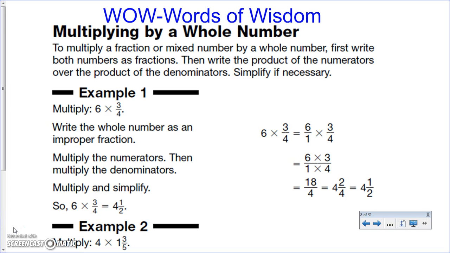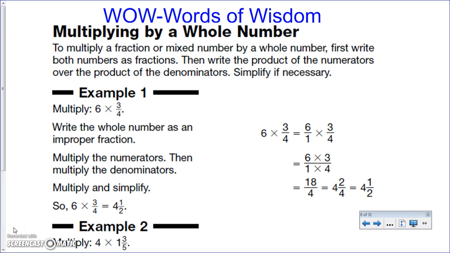Example 1. Multiply 6 times 3/4. First step, write the whole number as an improper fraction. To do this, we put a fraction bar under the whole number and a 1 below that. Then we're going to multiply the numerators across, so 6 times 3 is 18. Then we're going to multiply the denominators. 4 times 1 is 4. That gets us 18 over 4.